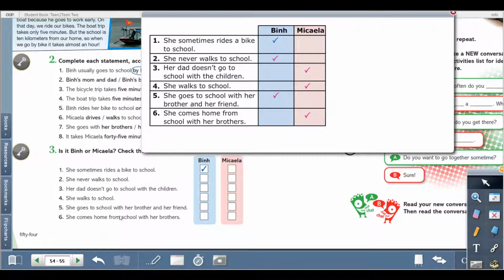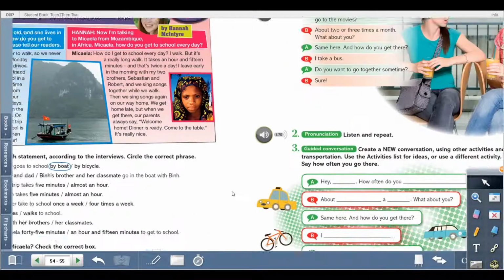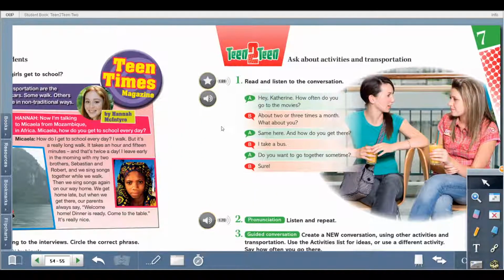Yes. She goes to school with her brother and her friend. Her brother and her friend. She comes home from school with her brothers. So she comes home from school with her brothers. Yes, Michaela. Yes. Now let's come to how to ask about activities and transportation.